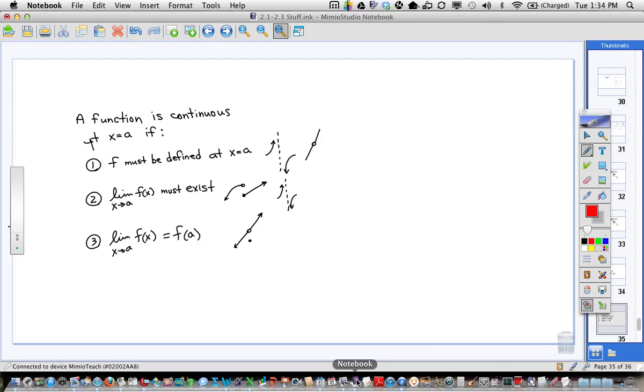If all 3 of those are satisfied, then you've got a nice, unbroken graph, okay, where nothing weird is going on. Okay, and it's very easy to see when a graph is continuous or not, but what I want you to be able to do is give the technical reason.